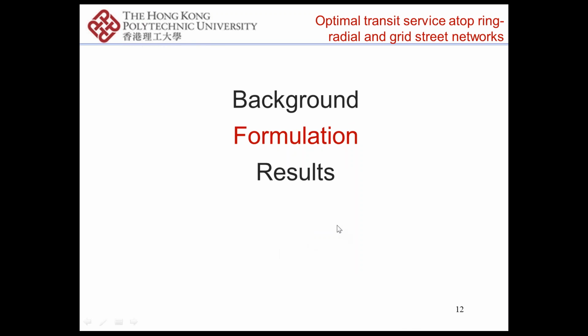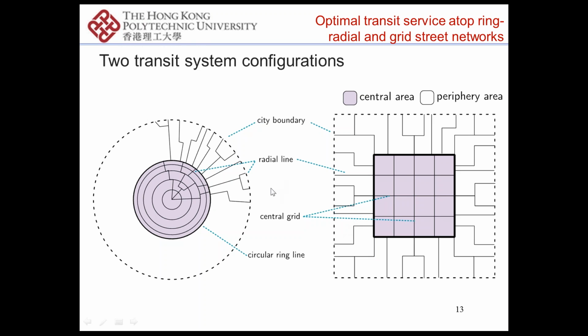Okay, so now we look at the formulation. We're going to focus on two transit system configurations to identify the circumstances favoring the ring-radial transit systems versus the square grid systems. And for each circumstance, the optimal geometric layout and cost. Here, the circumstances in question include the character of the city, which means the city size, the city's wealth level and demand level, demand density, and also types of transit technologies we use.